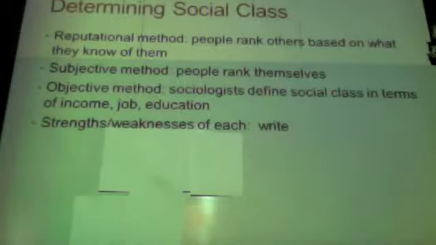All right, so today we are talking about Chapter 9, Section 2, which is looking at the American social class system. First thing we want to talk about is how we determine social class in our society.